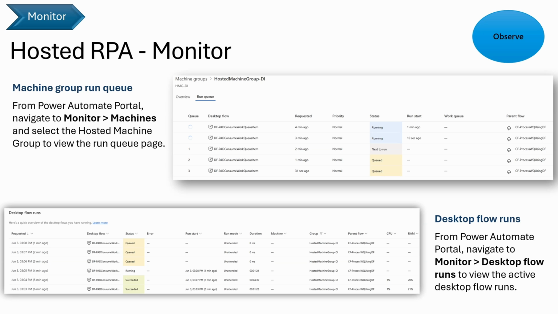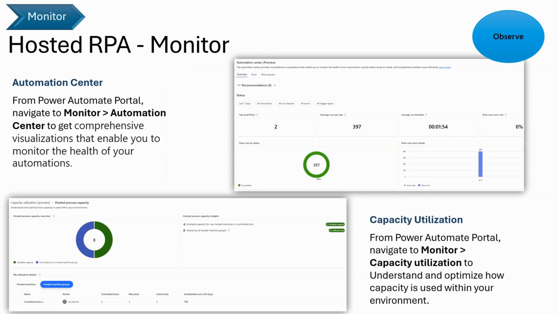The next option is to check out the desktop flow runs, where each individual desktop flow run's details are captured. To navigate to this, go to the Power Automate portal, and under the monitor section, click on desktop flow runs to view the active desktop flow runs. The new capability that was introduced, the Automation Center, is a great way to get an overarching view of all the automations that are running within your organization.